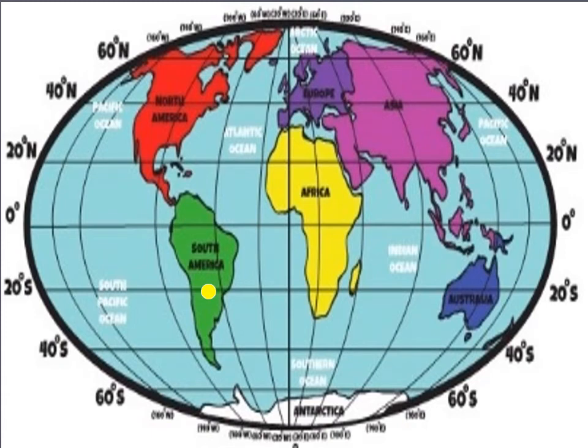We have our continents: South America, North America, Africa, Europe, Asia, Australia, and Antarctica. There are 7 continents.